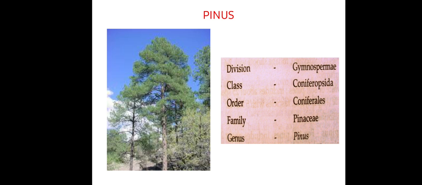Coming to the morphology, the systematic position or classification of the Pinus plant is: division Gymnosperms, class Coniferopsida, order Coniferales, family Pinaceae and genus Pinus. Coming to the distribution and habit, Pinus plants are distributed in temperate regions in abundance. They generally grow on the slopes of hills at higher altitudes and form evergreen forests.